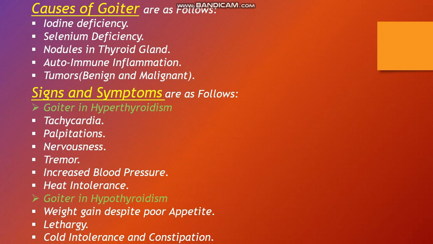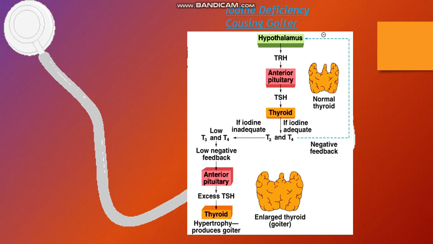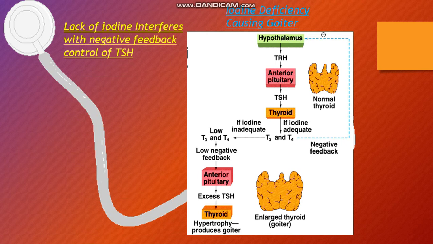You're looking here. Iodine deficiency causing the goiter. Hypothalamus gives rise to the TRH. Anterior pituitary gives rise to TSH. Then T3 and T4. If iodine is inadequate, it means T3 and T4 are low. Low negative feedback, anterior pituitary, excess TSH, and there's a hypertrophy of the thyroid gland that causes the enlarged thyroid gland, meaning the goiter. It is by the negative feedback mechanism if the iodine deficiency is there. Lack of iodide interferes with the negative feedback control.